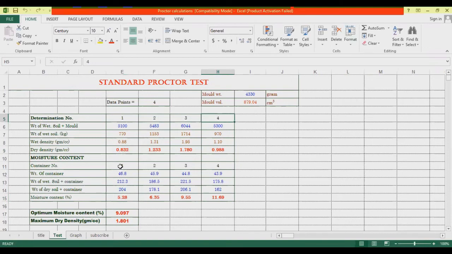Now how can we determine the moisture content? For this, watch my video, moisture content of soil by oven drying method. The answer is there.